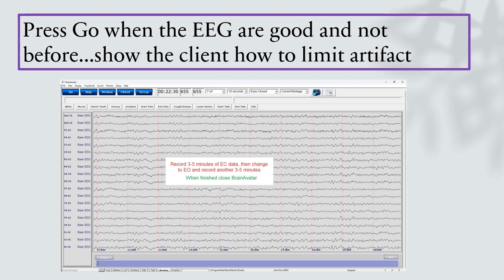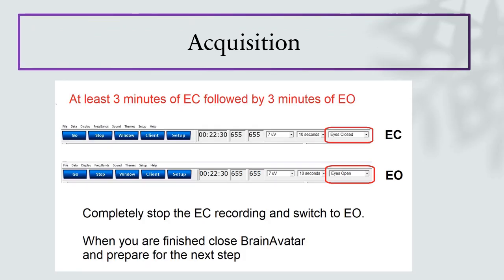Now, this is the eyes closed data, and that's what it says right here. So let's go on. Now, after we've acquired the 3 minutes of eyes closed data, and you've clicked stop, and you never click the pause. Don't press on the pause bar. You've clicked a full stop, and then you can move to eyes open.